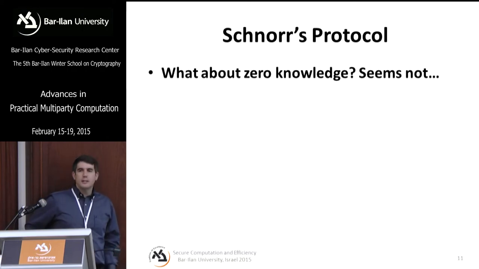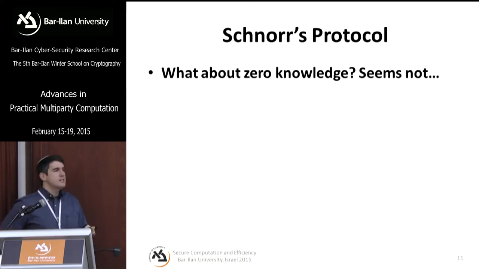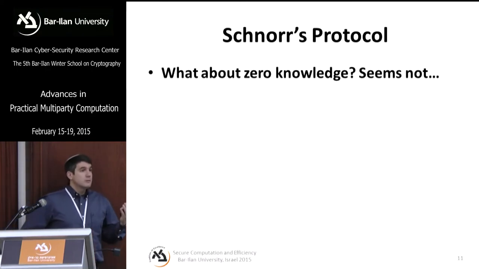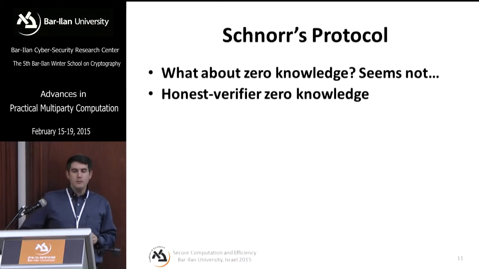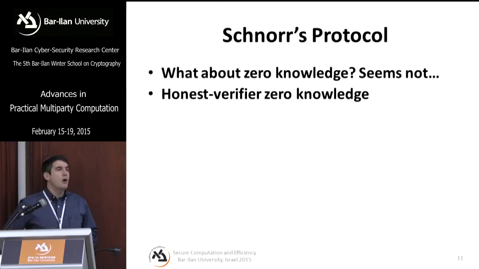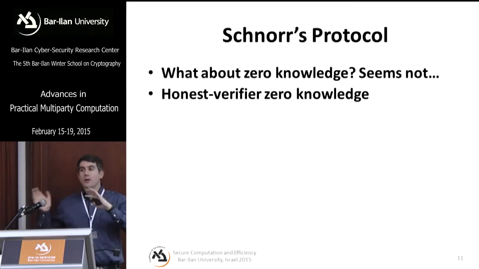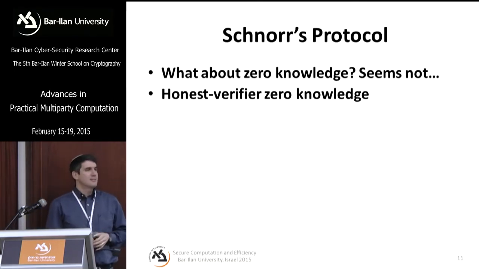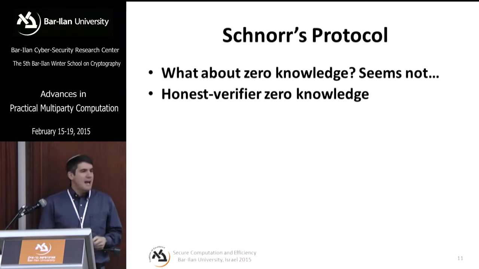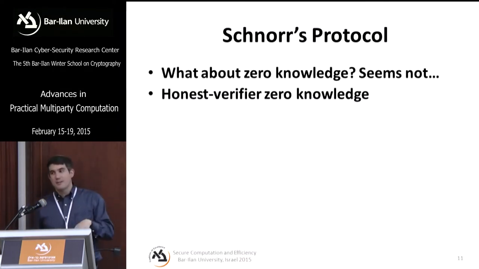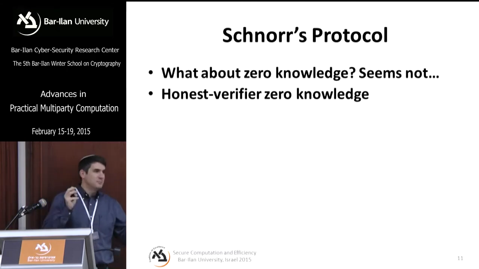What about zero knowledge? Is this actually zero knowledge in the sense that I can simulate? It seems not, although I won't go into why not right now. What I'll do instead is show you that it meets something called honest verifier zero knowledge. Honest verifier zero knowledge is the semi-honest version of zero knowledge. So in secure computation, we say semi-honest and malicious, and in zero knowledge, we say honest verifier zero knowledge and regular zero knowledge. But it's the same thing.